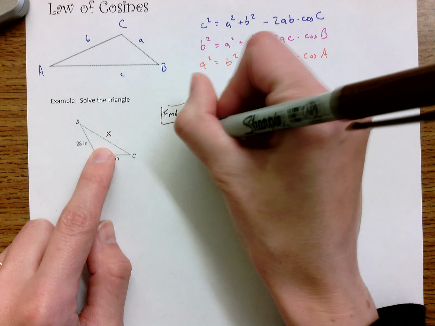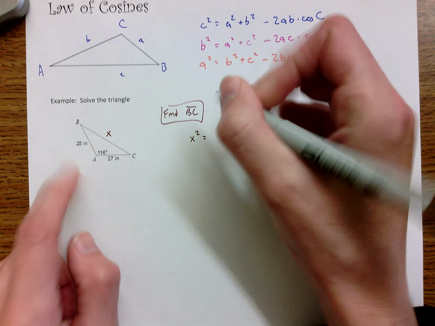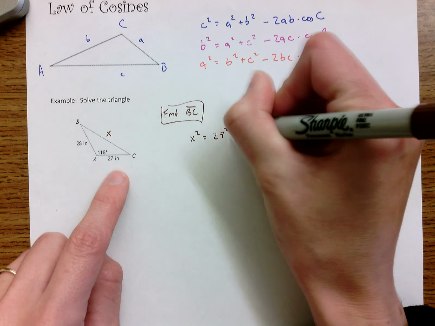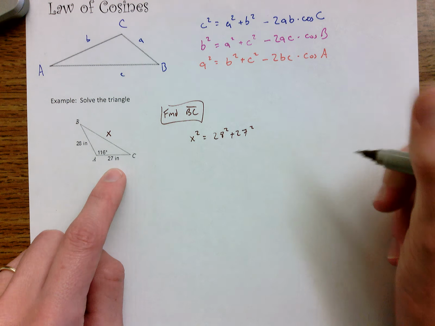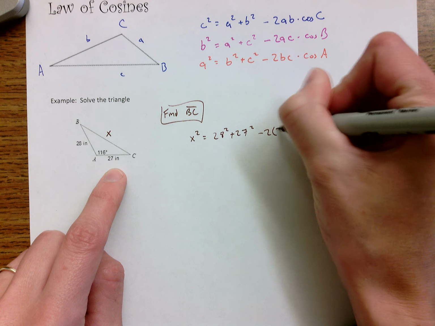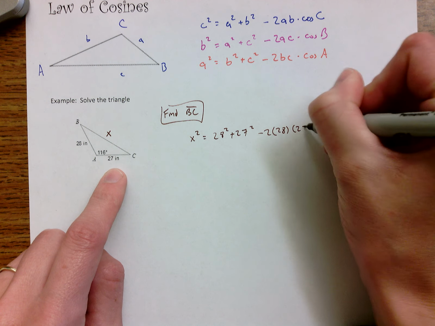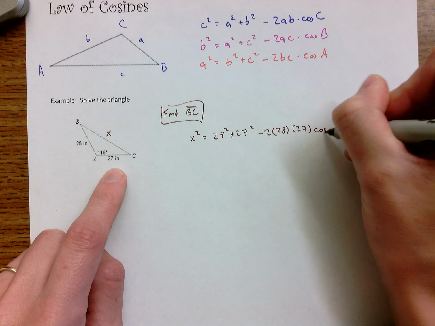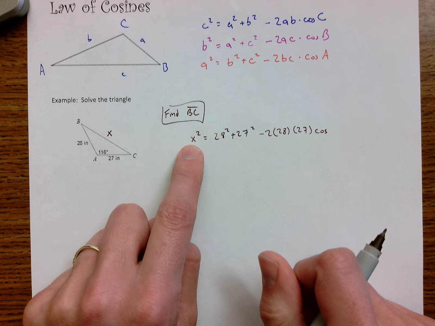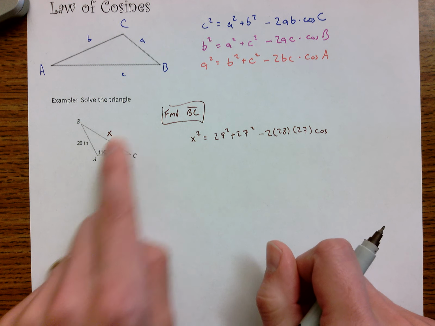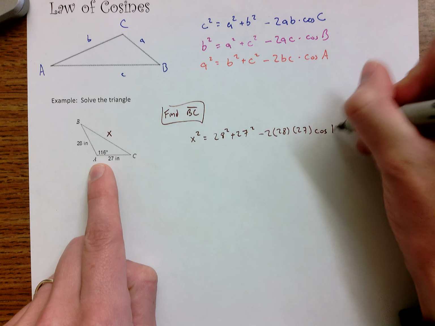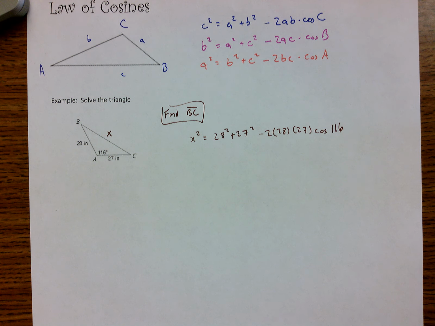Okay, so it's going to be x squared equals the sum of the other two sides squared, so 28 squared plus 27 squared, minus 2 times those same sides, 28 and 27, and then times the cosine of the angle opposite x. So the angle opposite x is 116. So cosine of 116. Okay, great.